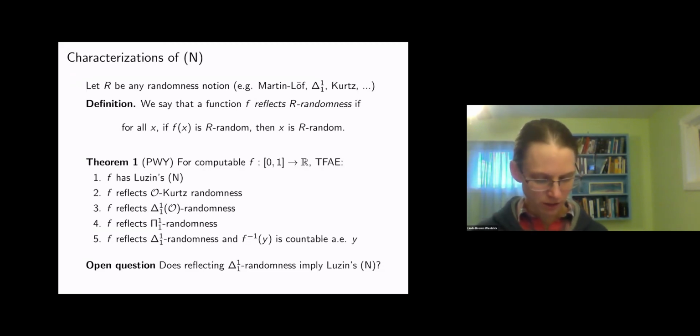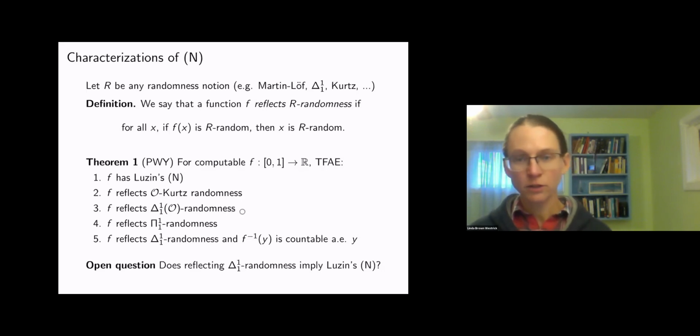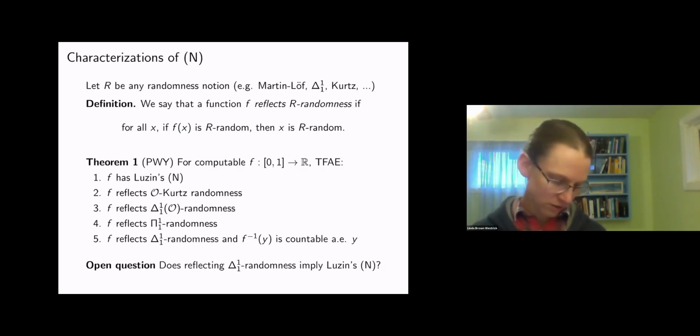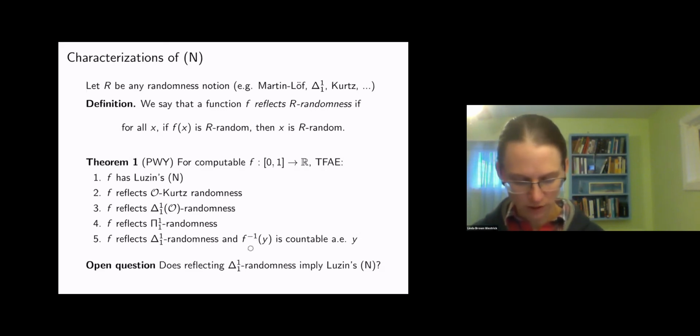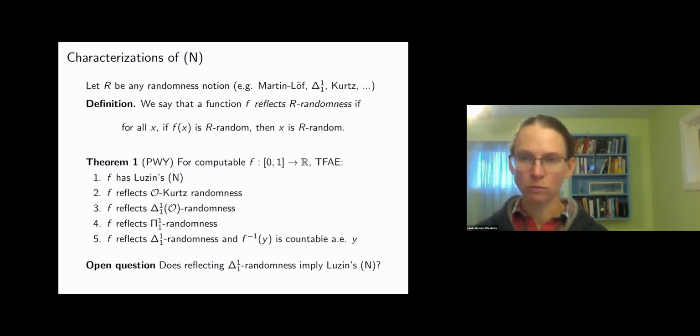With that definition, we can show that for computable functions, Luzin's N is equivalent to any of the following things: reflection of Kurtz randomness relativized to O, reflection of delta 1, 1 randomness relative to O, reflection of pi 1, 1 randomness, and reflection of delta 1, 1 randomness plus the additional property that for almost every y from the range, the set of things that map to y is countable.